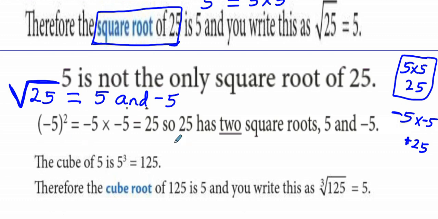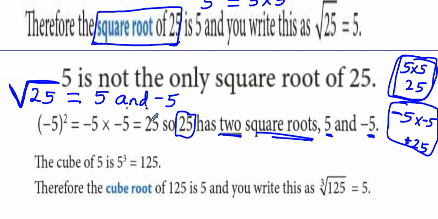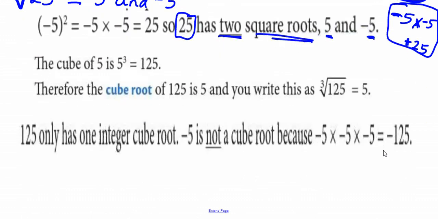So 25 has two square roots. These are 5 and negative 5. The reasons have been explained over here. These are the reasons why the square root of 25 equals 5, because 5 times 5 equals 25. And also we have tried to reason why the square root of 25 is equal to negative 5, because negative 5 times negative 5 also will give you 25. Cool, yeah? Good.